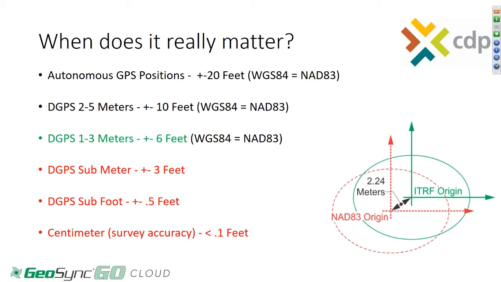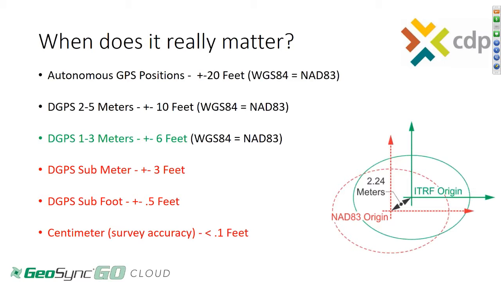So when does it really matter for us? Let's just run through this. It really matters mostly based on how accurate we want our positioning to be. If we use an autonomous GPS or GNSS position straight out of a receiver with no correction at all, we might be plus or minus 20 feet. In that case, we really don't care. For all practical purposes, WGS84 is equal to NAD83, no reason to worry about it.